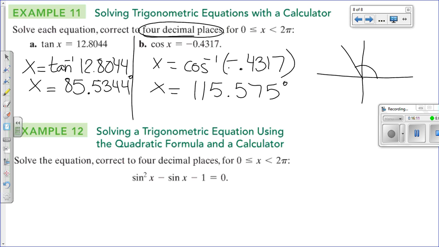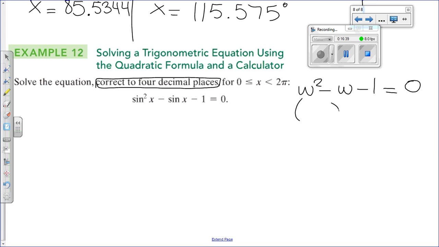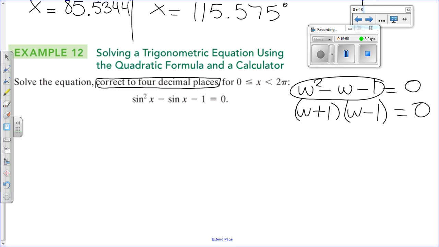Okay, very last problem of the day. So, solve the equation to correct 4 decimal places. So what we're going to do here is factor, and then we're going to have to use the calculator. So actually, let me see. If we have something like this, w squared minus w minus 1 equals 0, could we factor that? Let's think. Will that give me this polynomial? No.